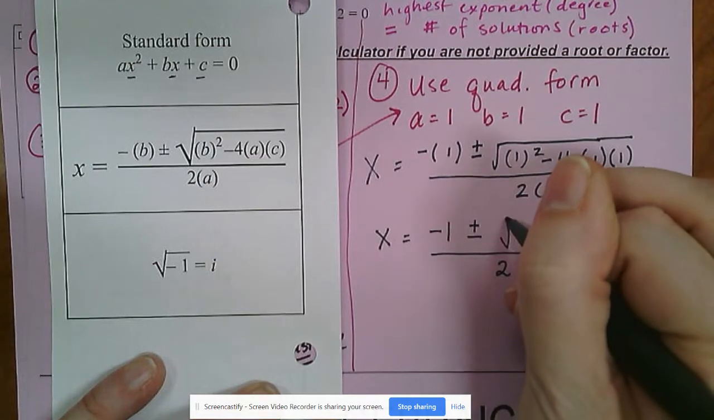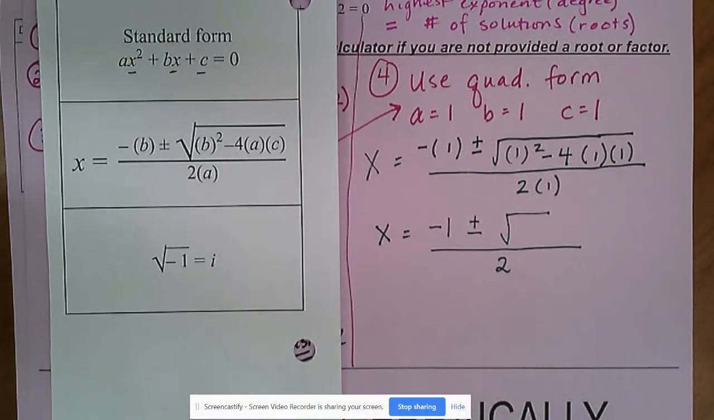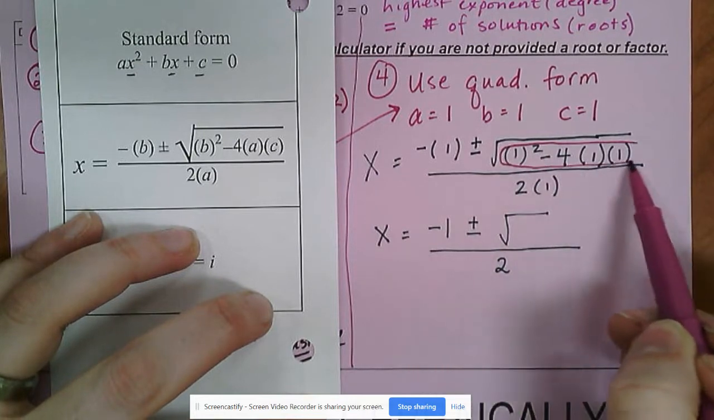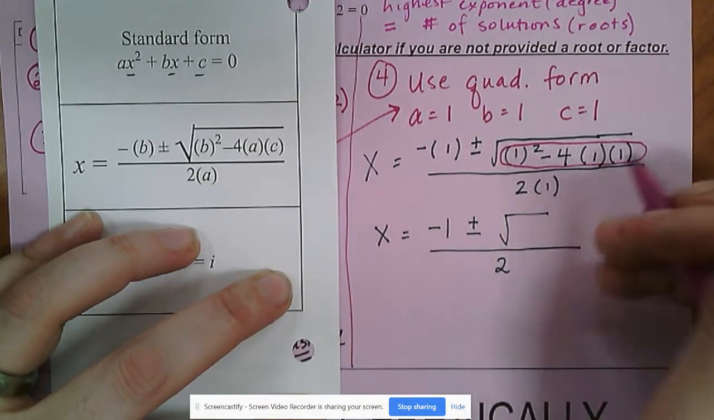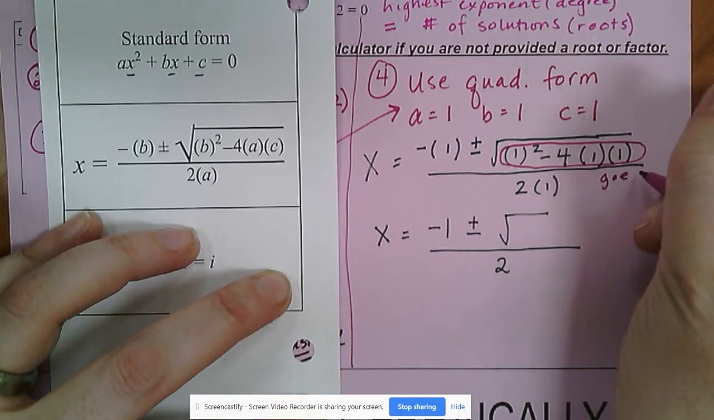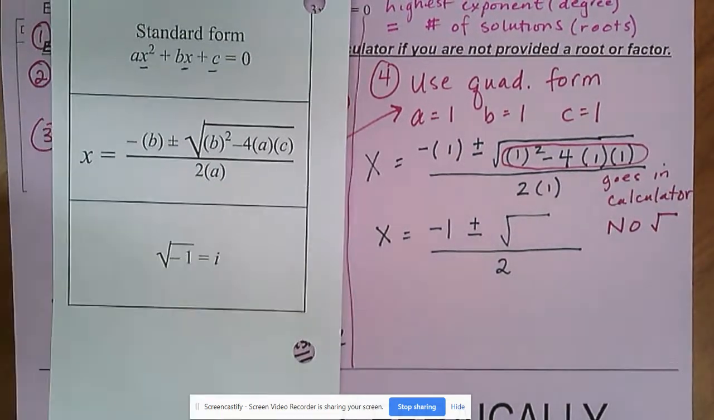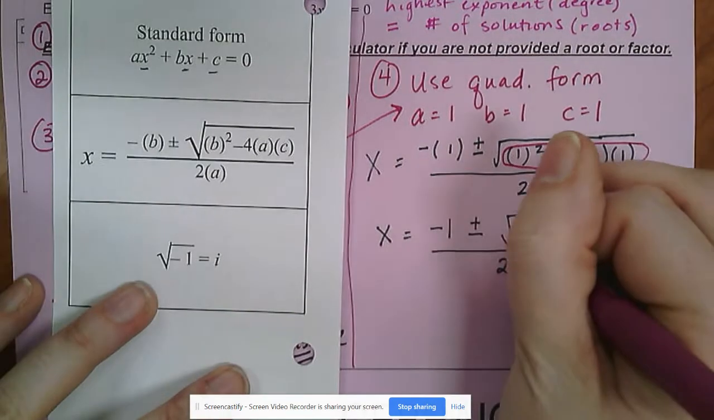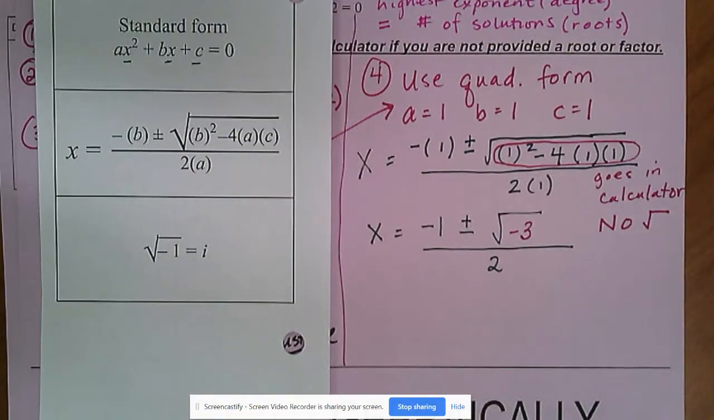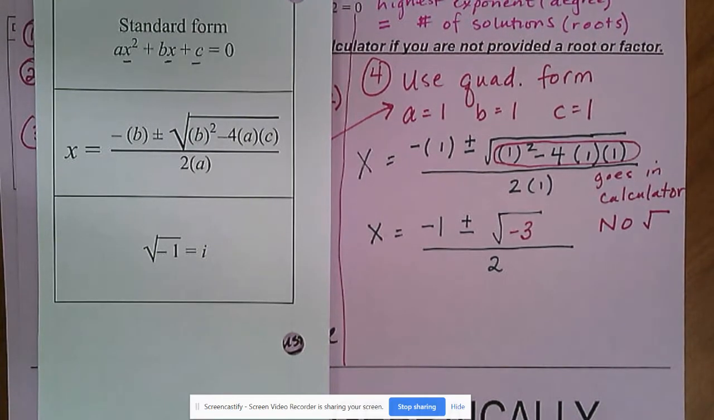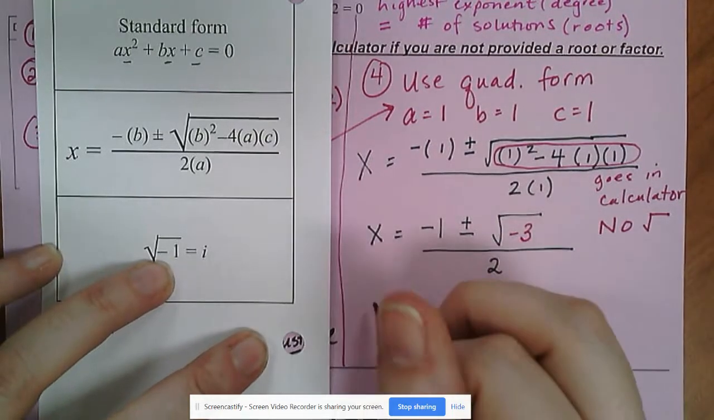Now, I want to remind you that when we do this step, what I put in the calculator is just the stuff under the radical, no radical sign. So this goes in the calculator, no radical sign. So when I actually put this in the calculator, I get negative 3. All right, but I can't stop there because I cannot have solutions that have a negative under the radical. So I'm going to have to simplify this.